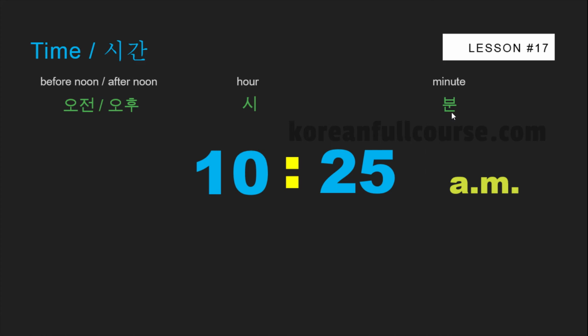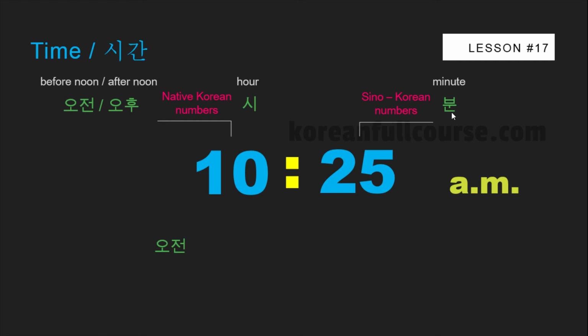To say 10:25 AM in Korean, we first need to specify whether we're talking about time before noon or afternoon because Koreans use a 12-hour clock format. It's 10:25 in the morning in our example, so we first say 오전. And as I mentioned in one of the previous lessons, for hours, you need to use native Korean numbers, and for minutes, Sino-Korean numbers. Pause the video and see if you can figure out how to say 10:25 AM for yourself.